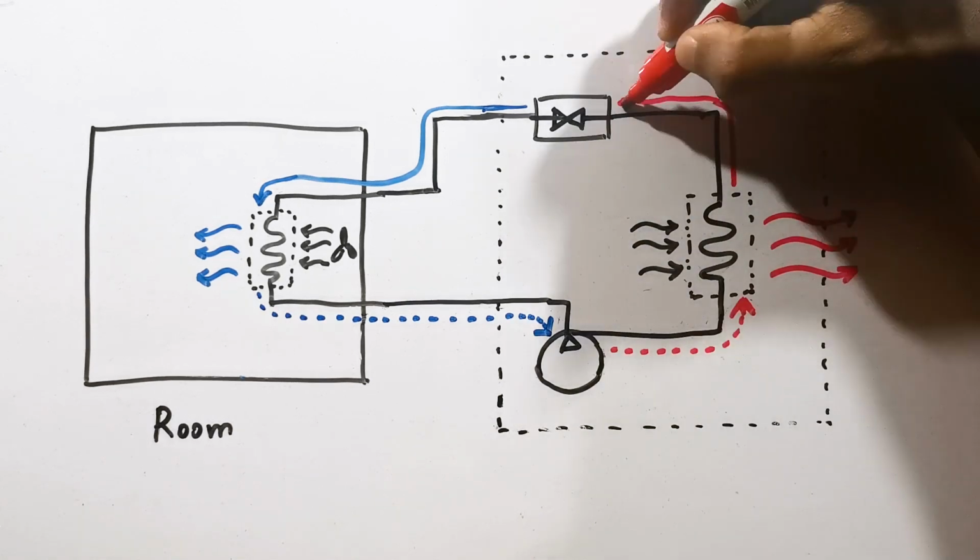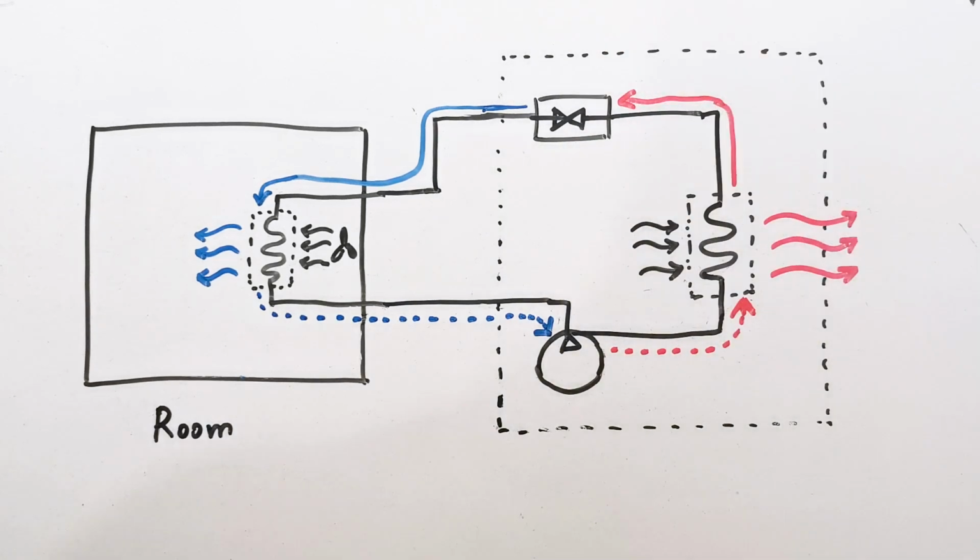Then the high pressure liquid state refrigerant goes to the expansion valve. The expansion valve reduces the pressure of the refrigerant. As we discussed previously, according to Charles's and Boyle's law, when the pressure is reduced, the temperature is also reduced. So the low temperature and low pressure refrigerant goes to the evaporator from the expansion valve. Thus, this cyclic procedure continues when the air conditioning machine is working. For the continuous operation of this refrigerant cycle, the energy is supplied by the compressor.